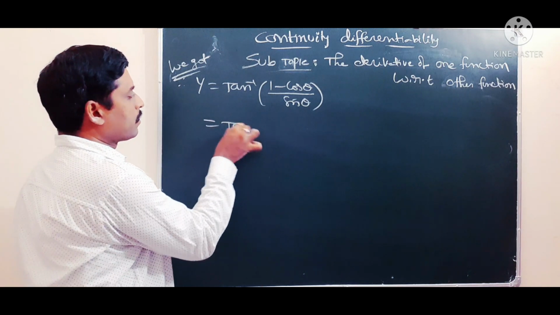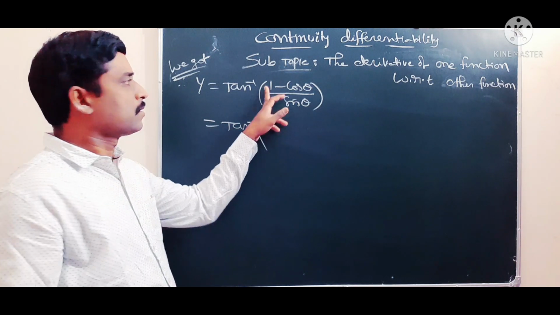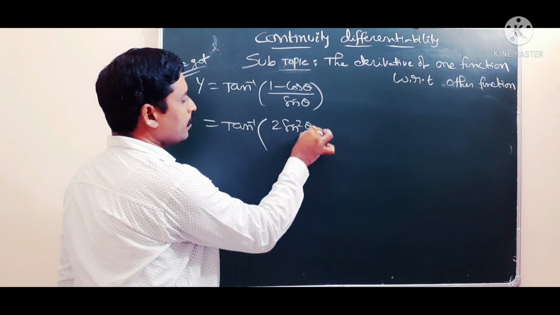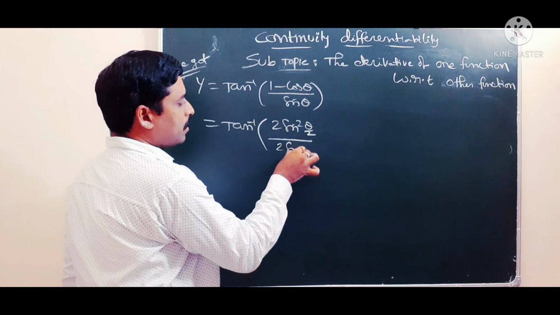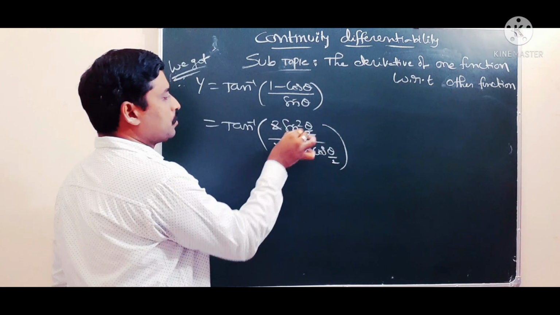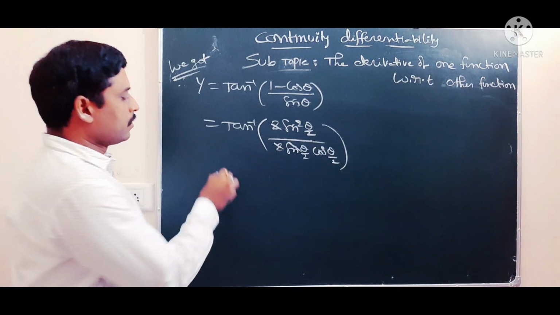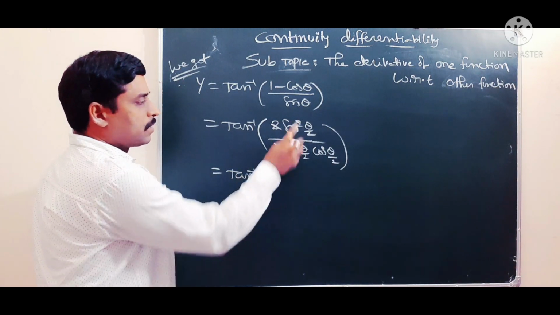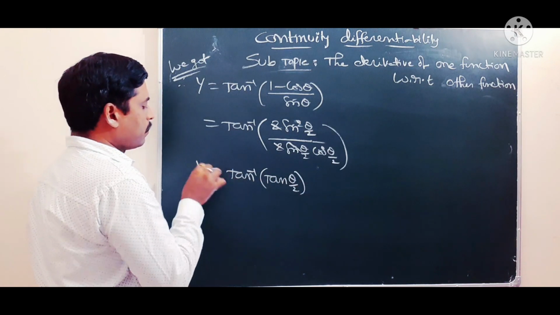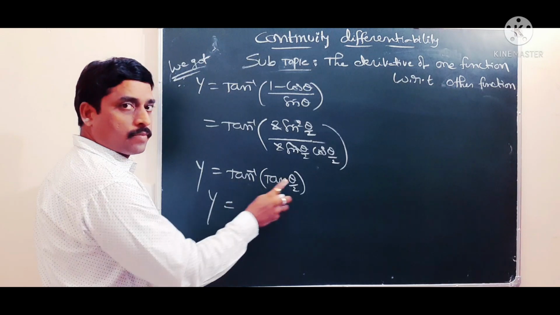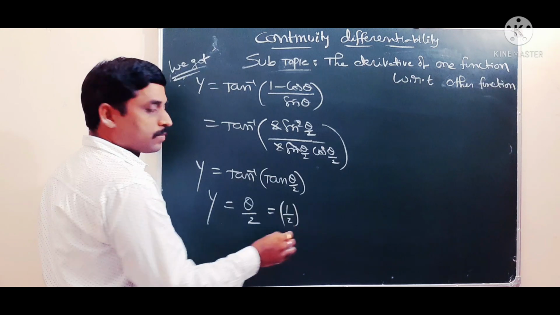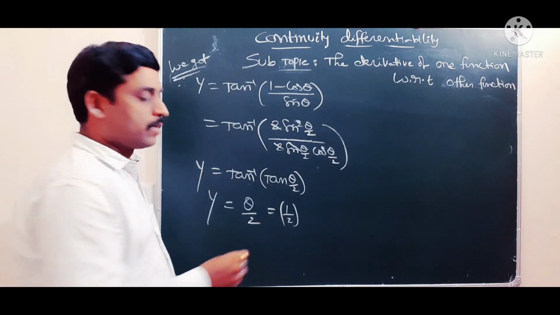So this will be tan inverse of 1 minus cos theta. We have the formula 2 sin square theta by 2. The denominator sin theta formula is 2 sin theta by 2 cos theta by 2. In this, 2 sin theta by 2 gets cancelled. So tan inverse of sin theta by 2 by cos theta by 2, this is nothing but tan theta by 2. So y is equal to tan inverse of tan theta by 2, which will be theta by 2. So 1 by 2 into theta, and theta is tan inverse x.